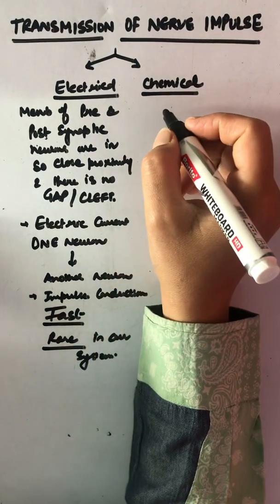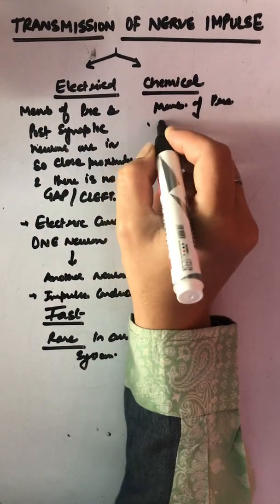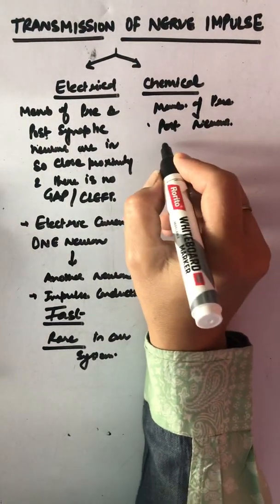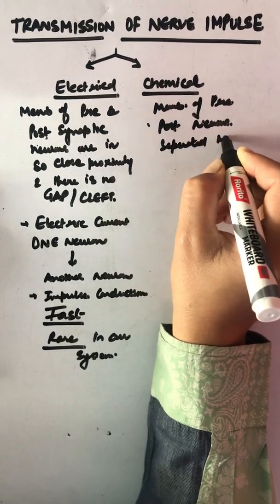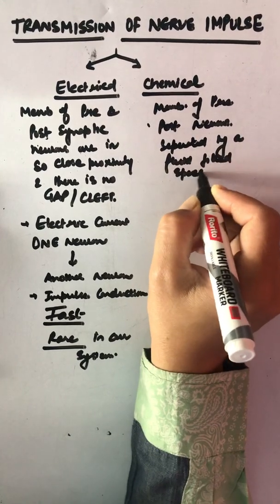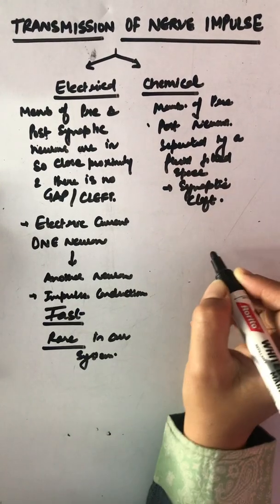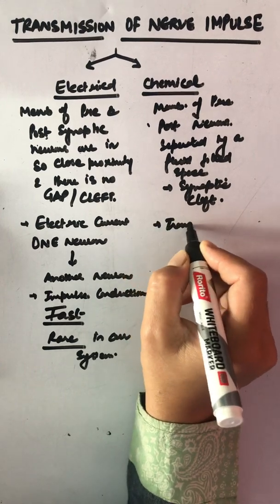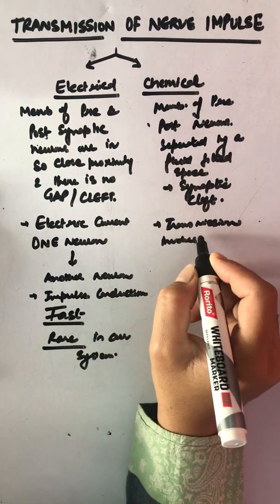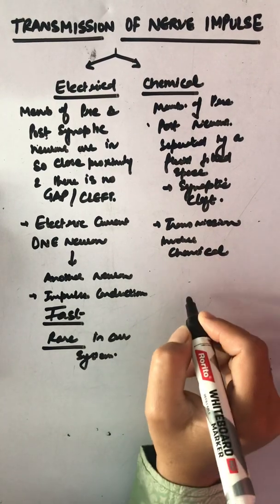If we talk about chemical, we say here the membranes of pre and post neurons are separated by a fluid filled space, and we call it synaptic cleft. Fine. So here the transmission involves chemicals, and that chemical moves from one neuron to another neuron.